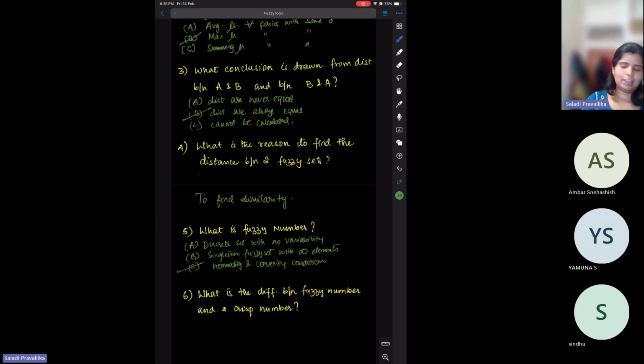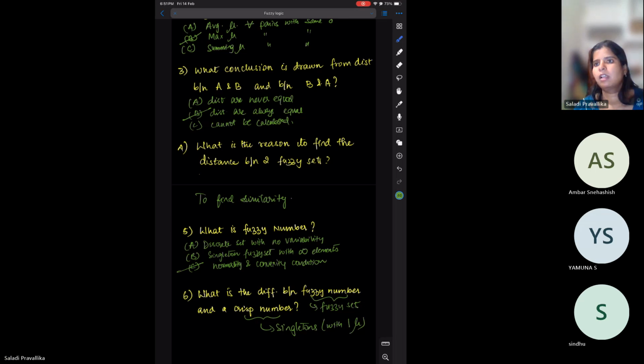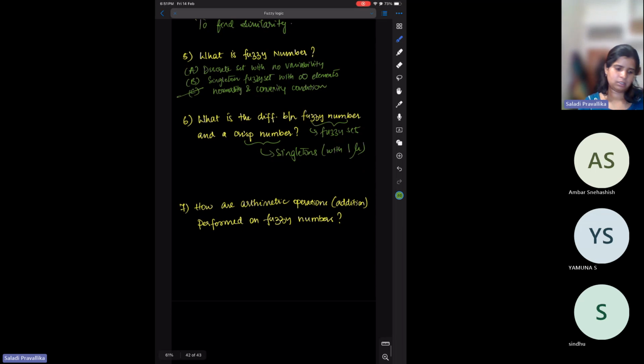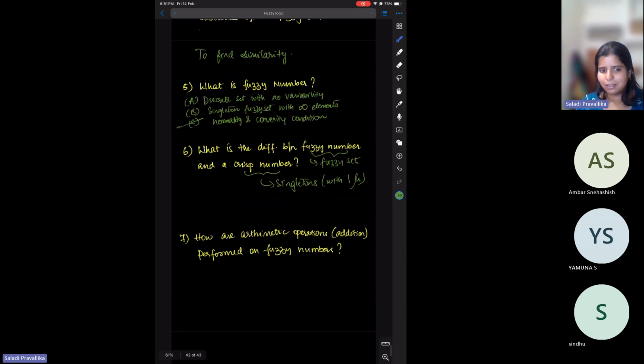Yes, Yamuna, you're right. The option is C. So crisp numbers are basically singletons with one membership value, whereas fuzzy numbers are fuzzy sets with multiple membership values, but one value will always be equal to 1. Okay, this is like a summary, right?